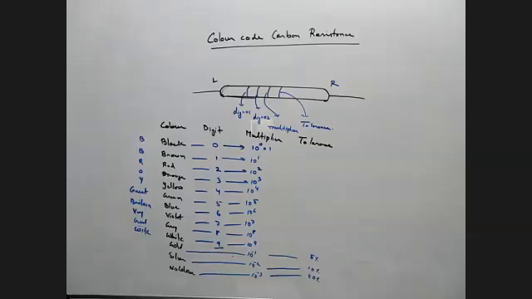B for black, B for brown, R for red, O for orange, Y for yellow, Great for green, Britain for blue, Very for violet, Good for gray, Wife for white. Is it clear, everyone?